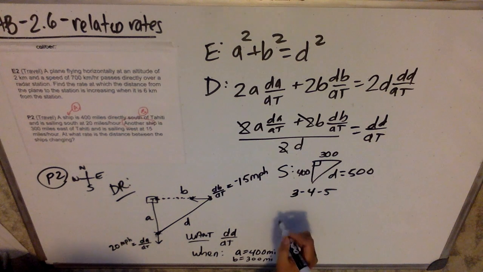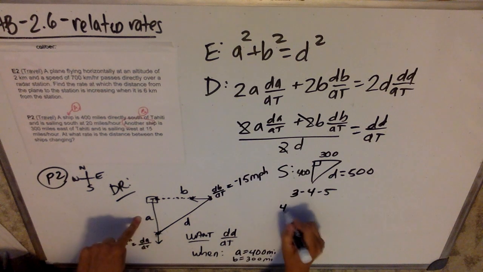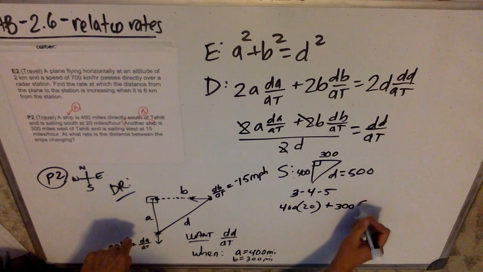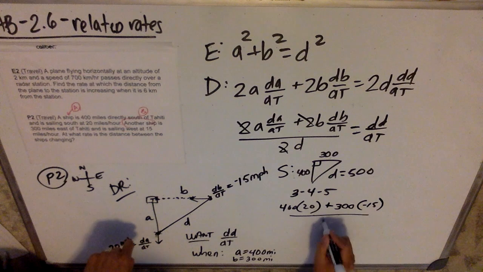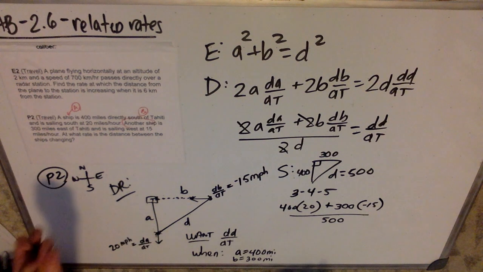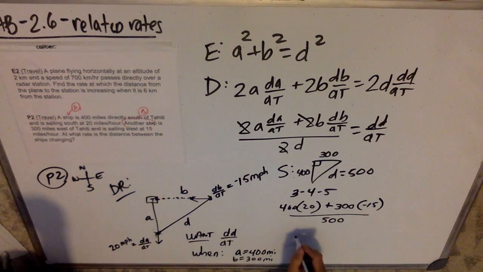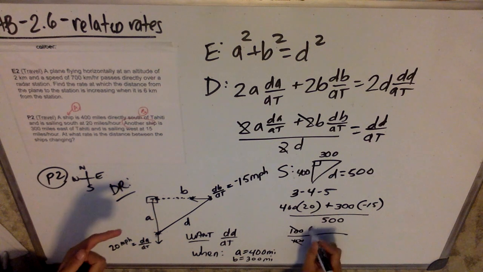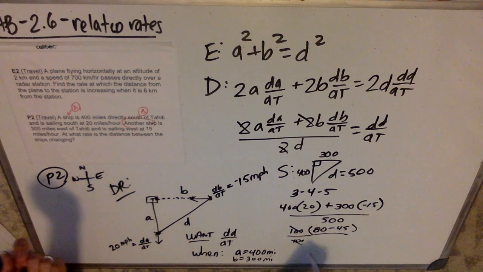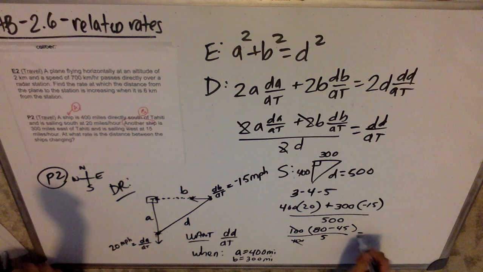So when I substitute in, my A was 400 times 20, plus my B was 300 times negative 15, all over 500. And then I need to clean that up, right? Honestly, if I were you, I might just go ahead and cancel some 100s to make your life a lot easier. If you factor out 100 from the top and bottom, you end up getting that this is a 4 times 20, which is 80. And then this is a 3 times negative 15, which is negative 45. And on the bottom, you just get 5. So again, the math gets a lot easier.